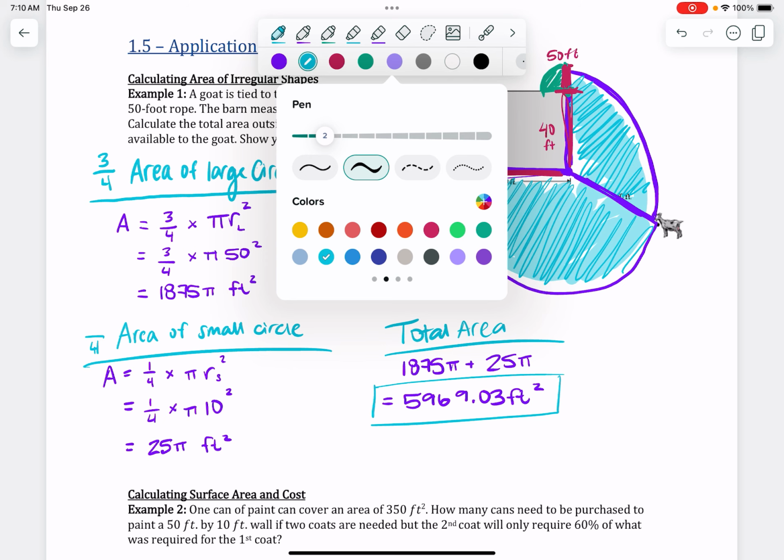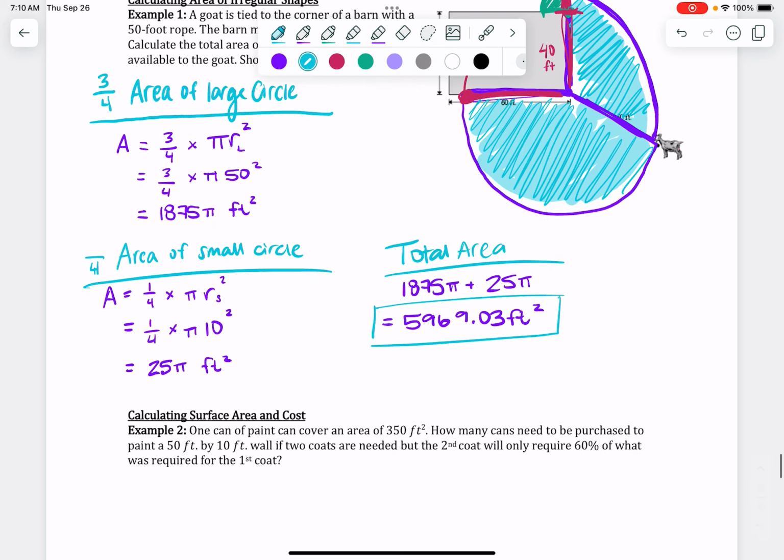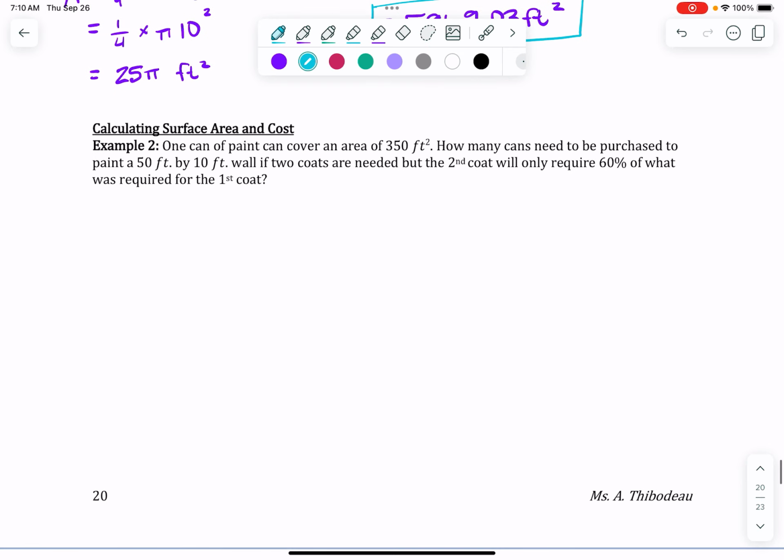Question number 2, very similar to what we did yesterday with the redecorating of the classroom, except it's a little bit of a shorter question, because in this question, we have 1 can of paint that we know can cover an area of 350 square feet. Easy peasy. Last time it was 1,500 square feet. And I want to know how many cans we need to purchase if we want to paint a 50-foot by 10-foot wall, so a nice little rectangle here. 50 feet by 10 feet.